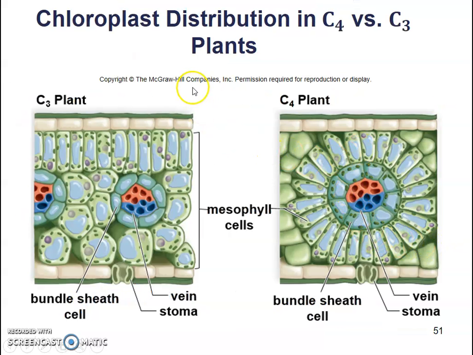So here we can see the chloroplast distribution in C4 versus C3 plants. So here we have a C3 plant. You'll notice that it is less ordered than the C4, and we have fewer mesophyll cells. These are organized in the C4 plant much more tightly around the plant vein. That is so that they have better access to the water.